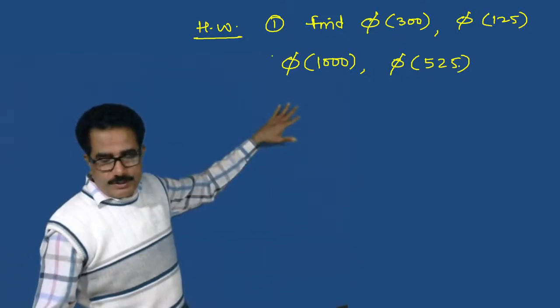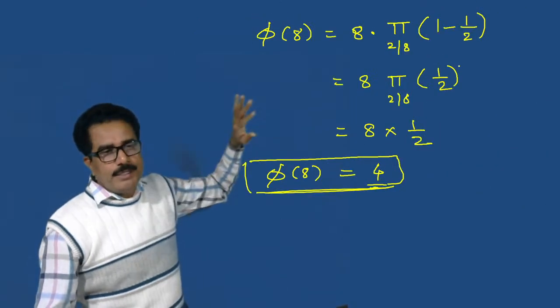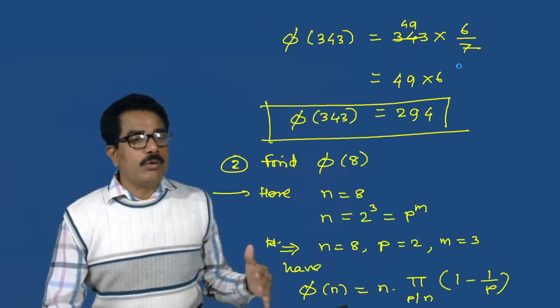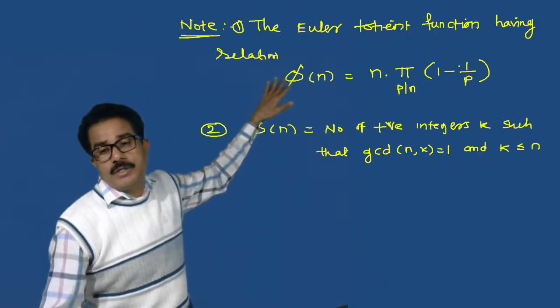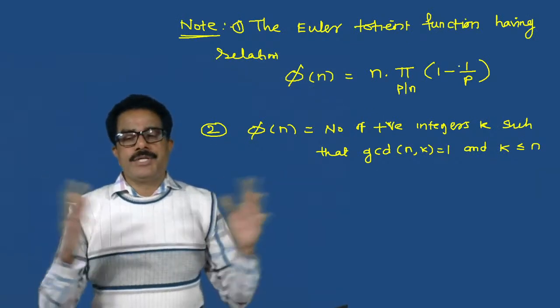तर या सर्व फंक्शनचे आयलर टोशन फंक्शन तुम्हाला फाइंड आउट करायचे आहेत. ओके, how to find out the Euler Totient function according to the formula. We have to use this formula for the Euler Totient function. तर ओके, now we shall stop here.